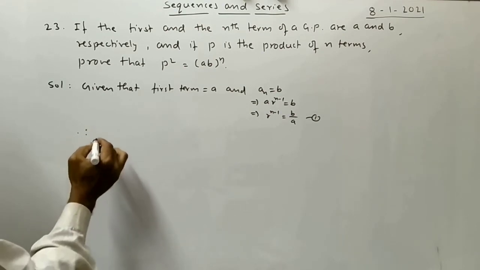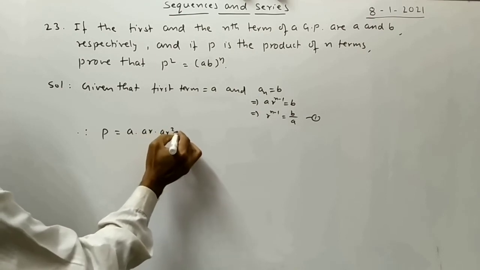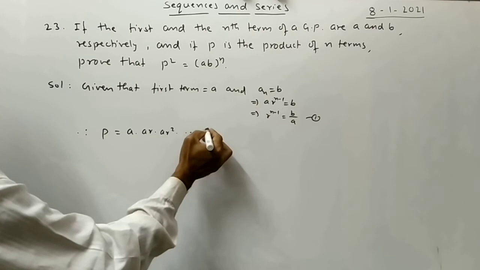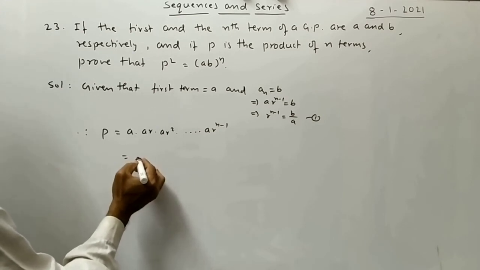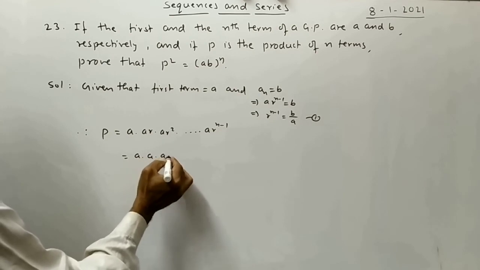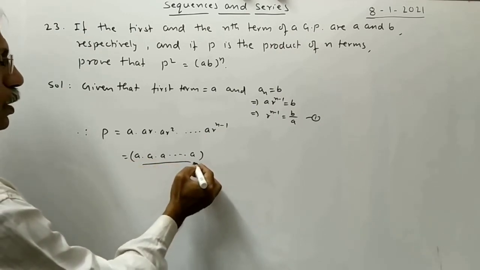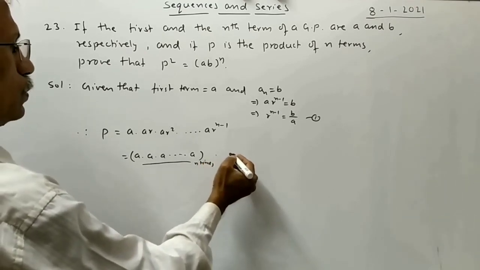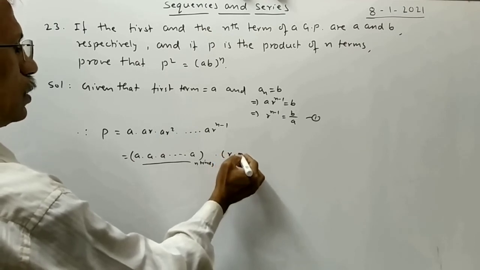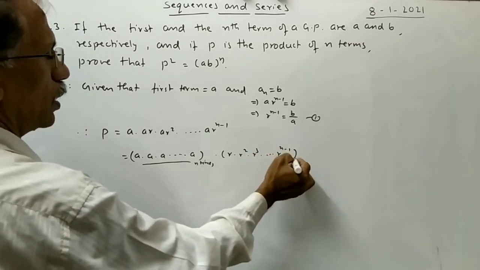Therefore, product of n terms, that is P, is equal to A into AR square into and so on, A into R raised to the power n minus 1, is equal to A into A into A into A, n times, into R into R square into R cube into and so on, into R raised to the power n minus 1.